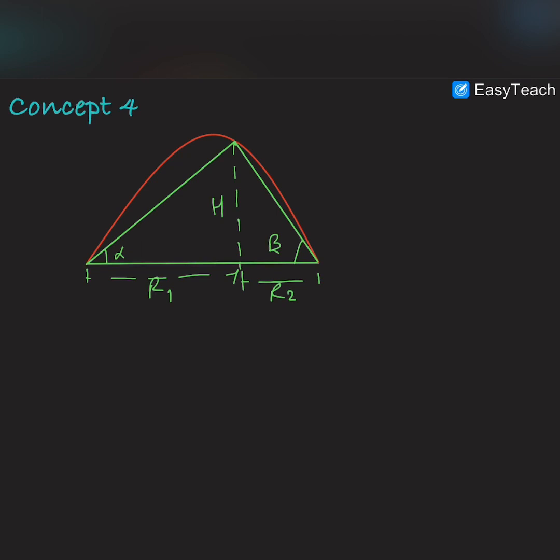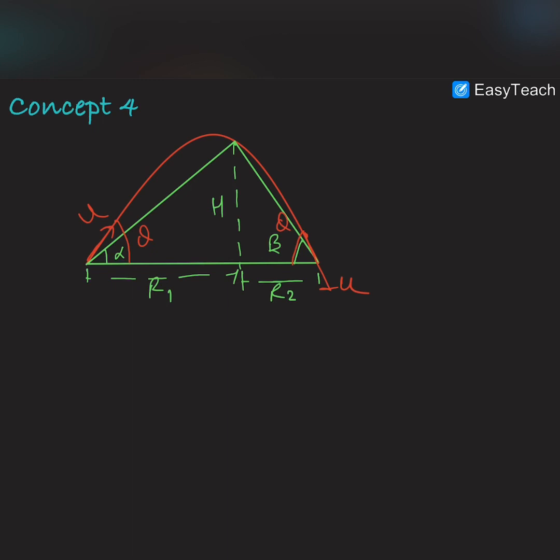In this concept 4, you can see that there is a projectile. This is a projectile which is fired from this point at some angle of projection theta. Let's suppose that this angle is theta and the projection velocity is u. Okay, so this projectile will strike the final point at the same angle theta and with the same velocity u. You know that.